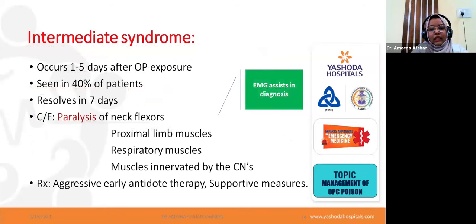Coming to the intermediate syndrome, it occurs after a few days, 1 to 5 days after OP exposure. It is seen only in 40% of the patients. It resolves in 7 days. Here the clinical features are mostly of paralysis, weakness, paralysis of neck flexors, proximal limb weakness, respiratory muscle paralysis, and muscles innervated by cranial nerves. Here we have to aggressively start the antidote therapy and give supportive measures. Most commonly the proximal muscles get involved.